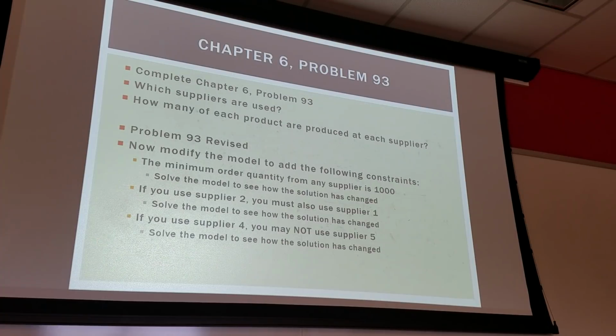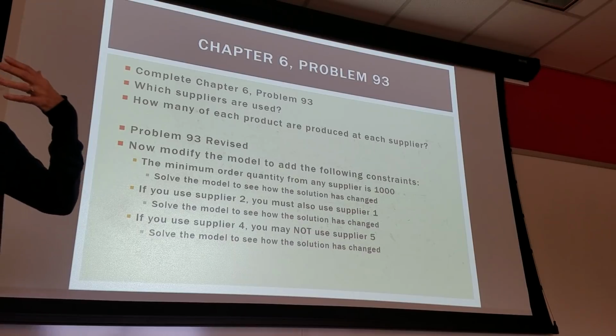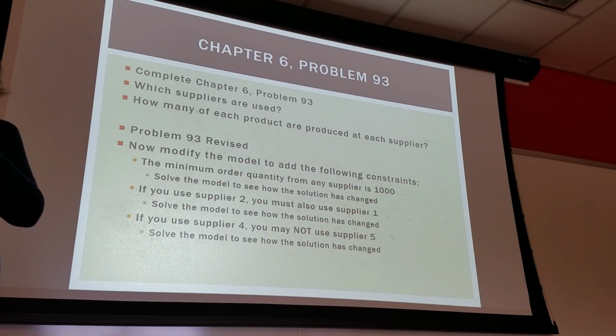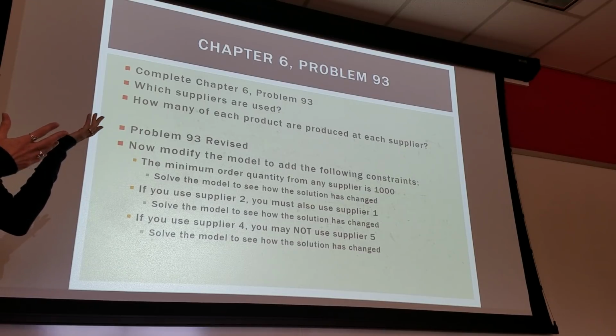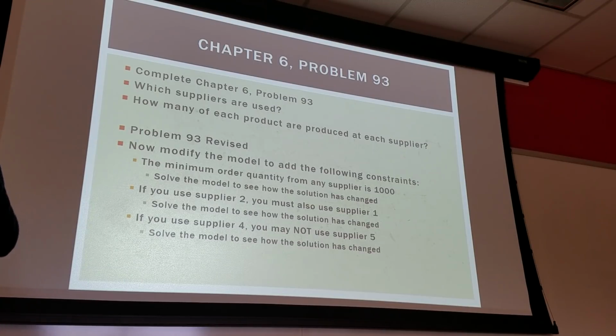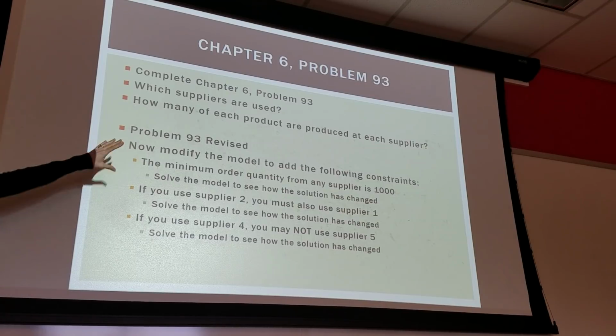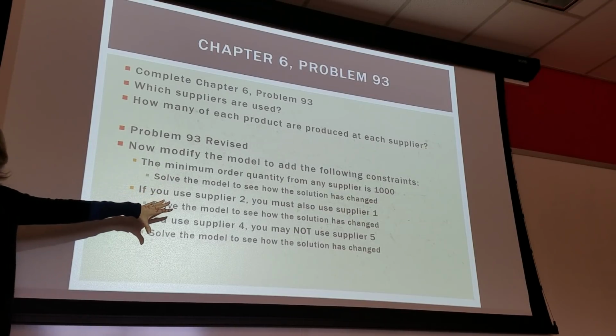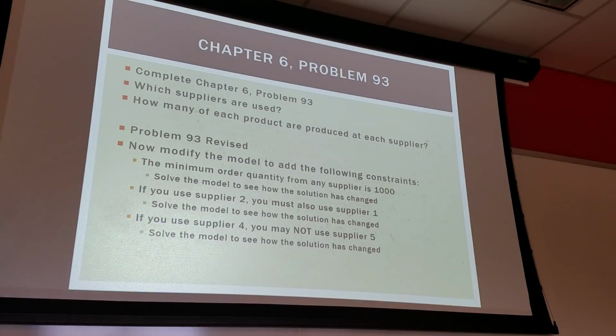But then we will do a real binary problem, one where the binary is an integral part of the model actually being able to work. It comes from Chapter 6, problem number 93. You'll see it when we get to it after we're done with this one. We'll modify it, and then we'll add a couple of binary constraints similar to what we're learning in the first problem.